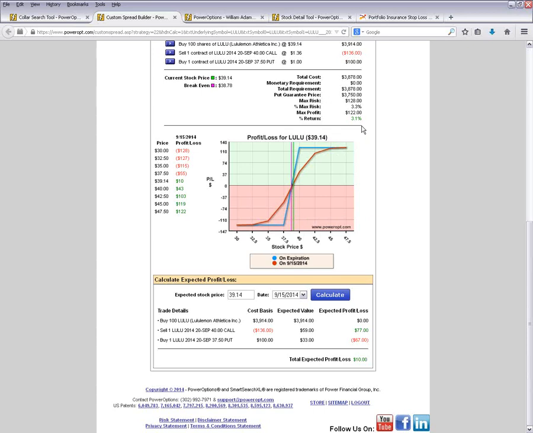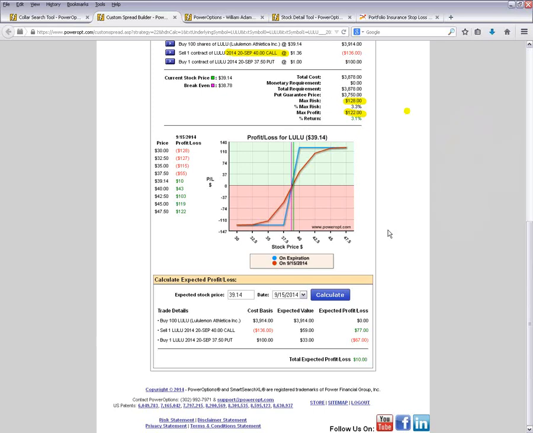A bull put credit spread might have the same monetary value. Let's take a look. I want you guys to jot this down. Our collar on Lulu, by selling the September 40 call and buying the 37.5 put, same expiration date, max return is 122, and the max risk is 128. Okay, and this is for which expiration? The September 20th expiration, standard expiration.